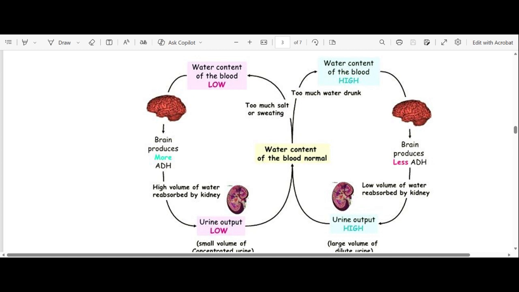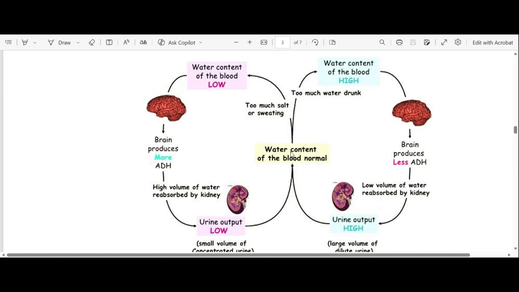Or you've been training, exercising, so you've been sweating. So the water content in your body decreases below normal. So what happens? That is detected by the osmoreceptors in the hypothalamus. Then the osmoreceptors will notify the pituitary gland. Then your pituitary gland will do what? The pituitary gland will send more ADH to the kidneys, increasing the reabsorption of water. Then after increasing the reabsorption of water, your water level goes back to normal.